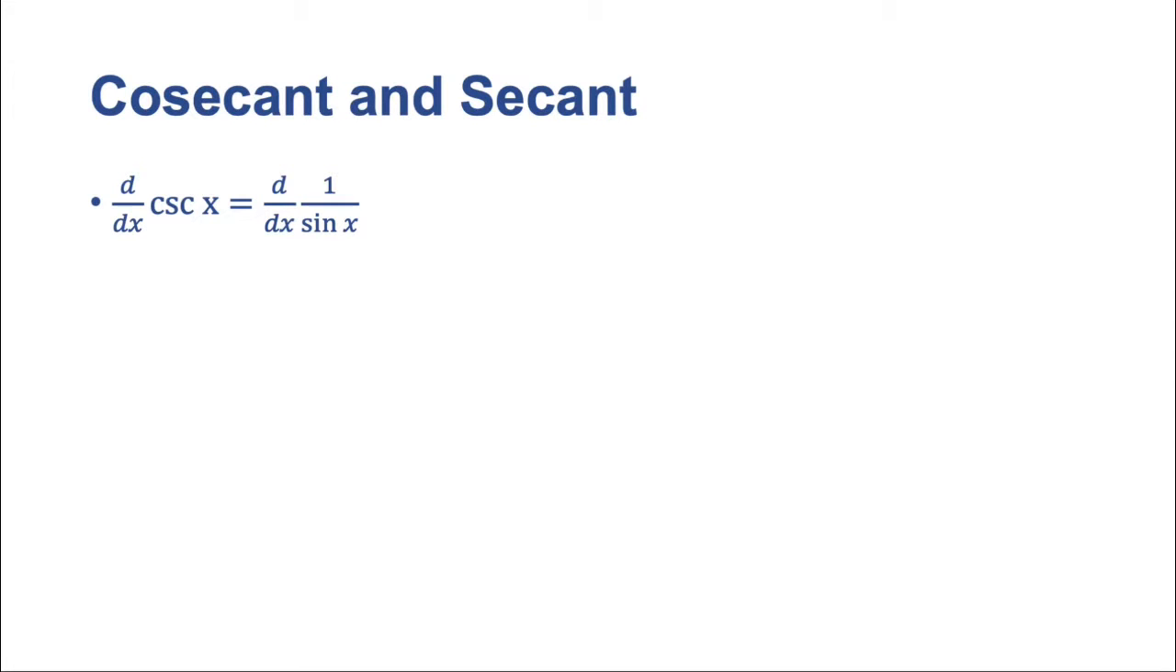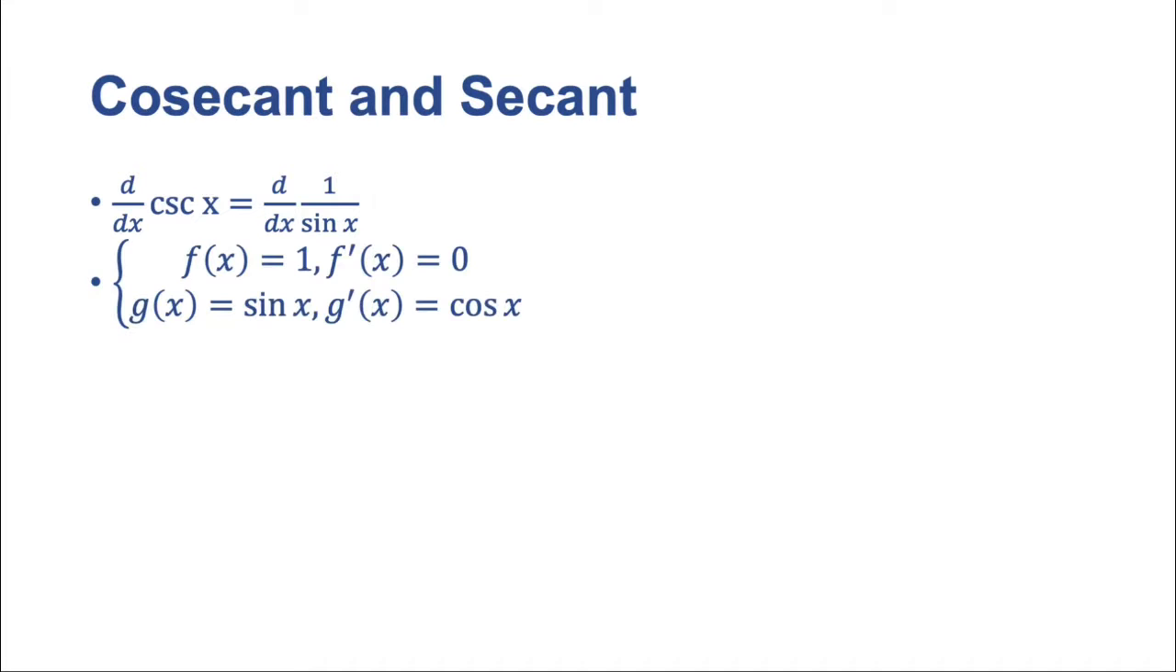And we can just substitute cosecant for 1 over sine of x. And if we put in the quotient rule, f of x will be 1, f prime will be 0, g of x will be sine of x, and g prime will be cosine of x. Now we're going to plug this into our rule, that is sine of x times 0 minus 1 times cosine of x over sine of x times sine of x. And that will just become negative cosine of x over sine squared of x.